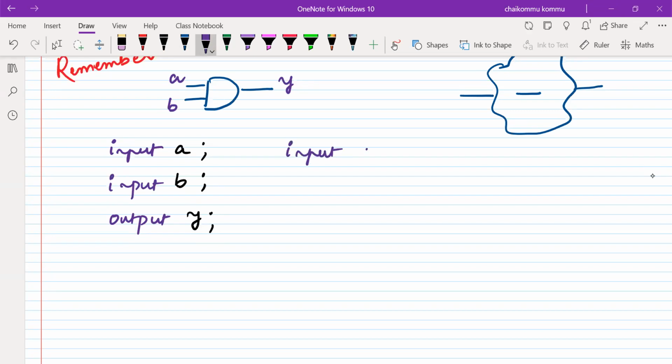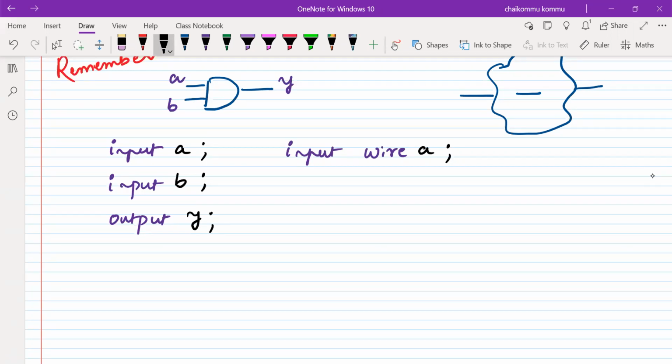So wire, I need to write wire A. This is actually a real notation. Why? Because A is a line, A is the name of the line. That line will take a net data type value. That's the reason why one of the net data types is wire. So that's what I need to write.